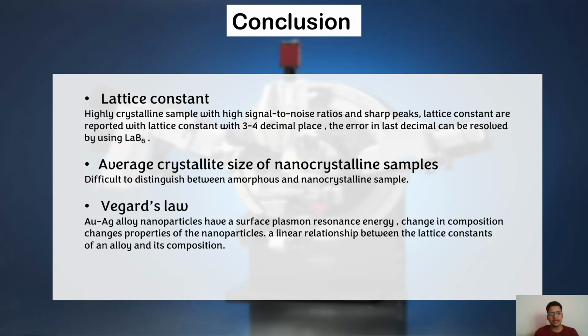So what is Vegard's law? That is the last thing that we need to discuss today. Gold and Ag, when you take them in an alloy, show surface plasmon resonance energy, and a change in composition changes the property of nanoparticles. They both will be present very, very close, and you cannot easily detect them because the planes that they lie on are very close to each other, very similar. There exists a linear relationship between the lattice constant of the alloy and its composition.